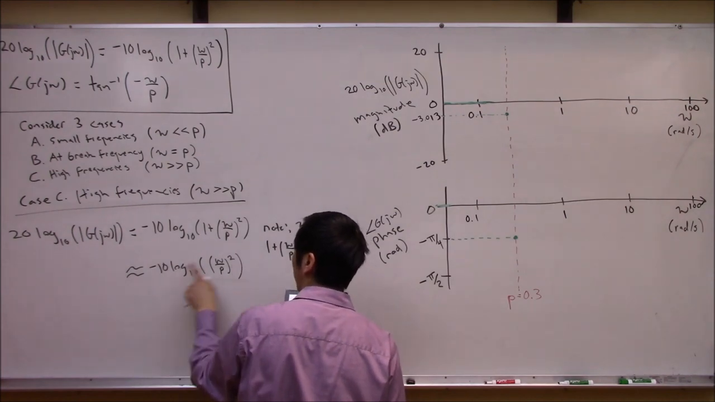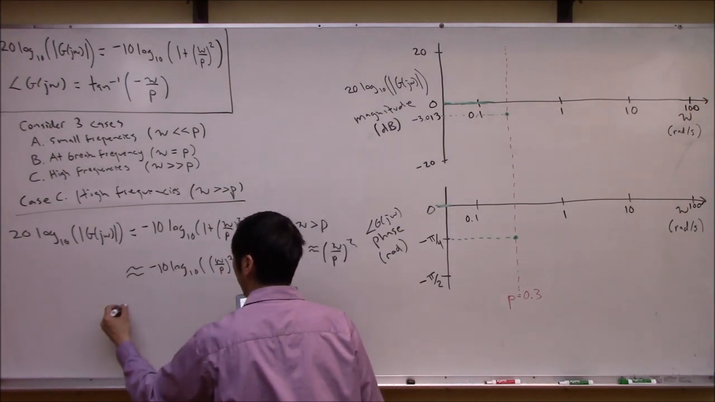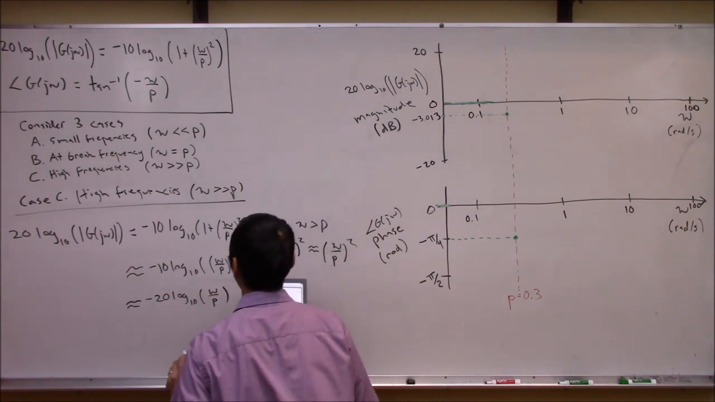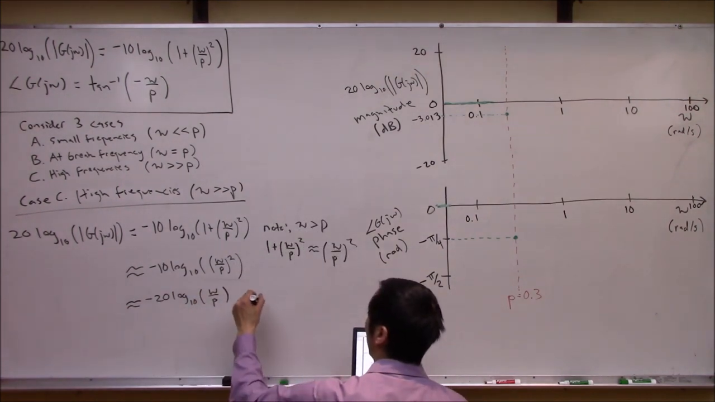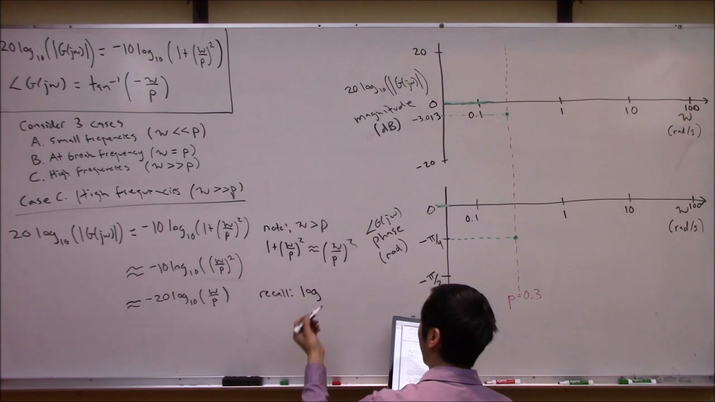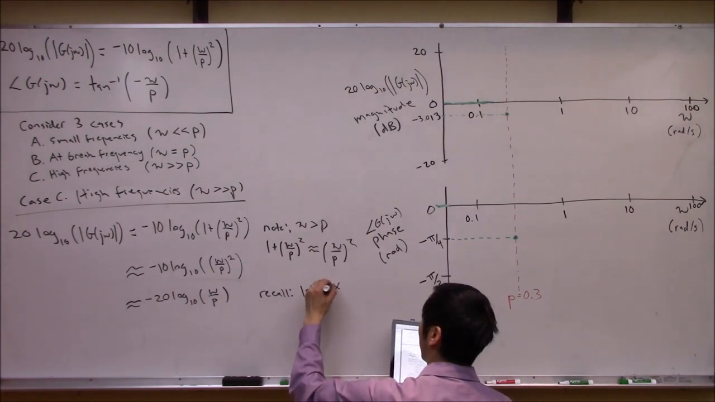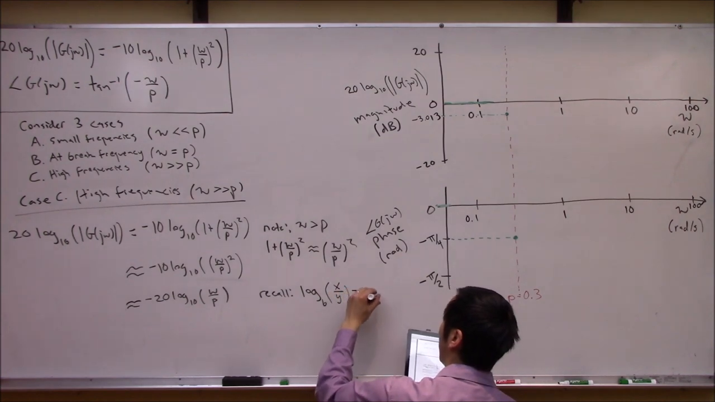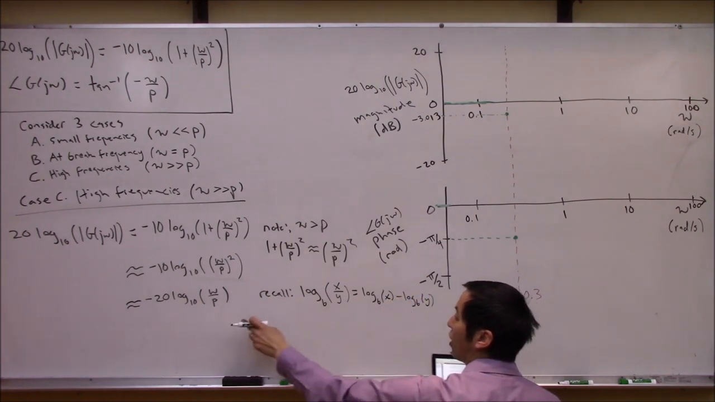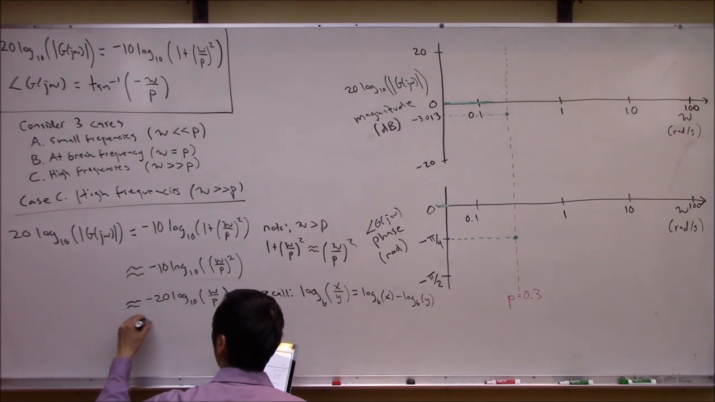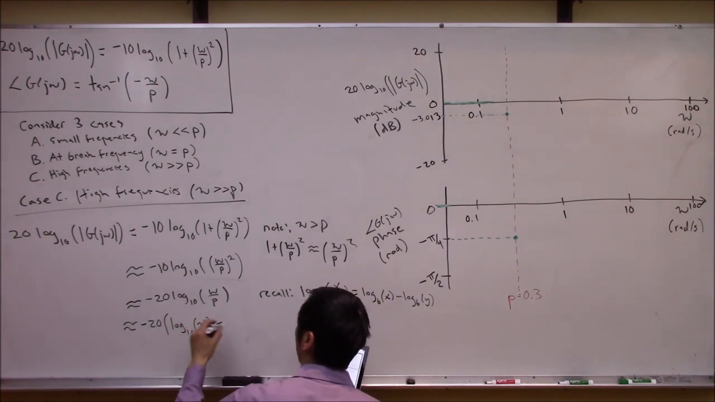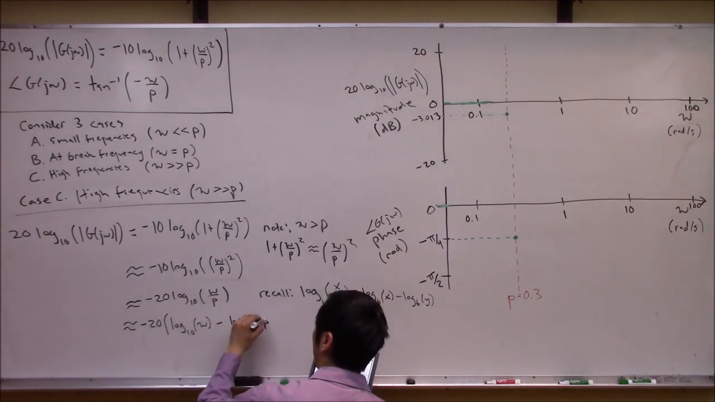Okay, let's do our falling off the log trick here. The square comes down, and this becomes minus 20 times log base 10 of omega over p. Now let's recall how quotients work with logs. If you had log base b of x over y, this is equal to log base b of what? Of x minus log base b of y. So let's apply this log identity here, and we end up with minus 20 times a quantity, log base 10 of omega minus log base 10 of p.